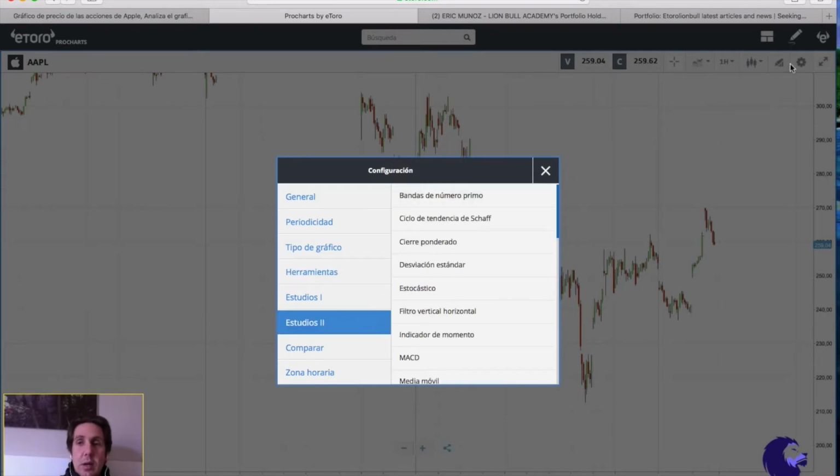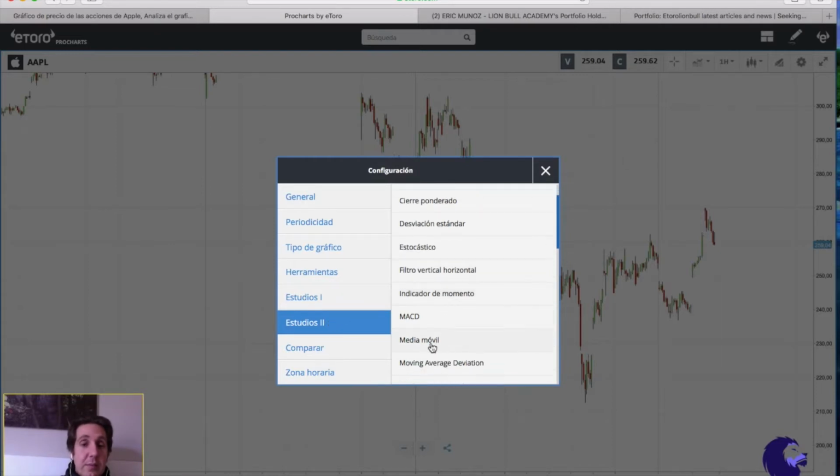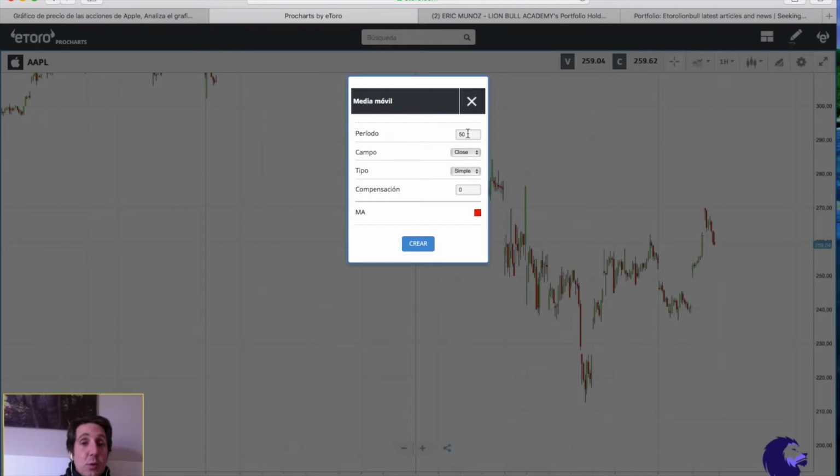We go to here, where this kind of pen is. Go to Studies, then you go to Moving Average. Then in Period, it's the number that represents the number of candles you want to use to calculate the average price. So if you want to know the movement of the average price of the last 50 candles, you just put 50 here. Each number represents one candle, so 50 represents 50 candles.